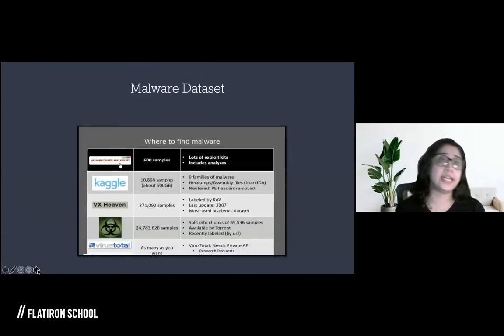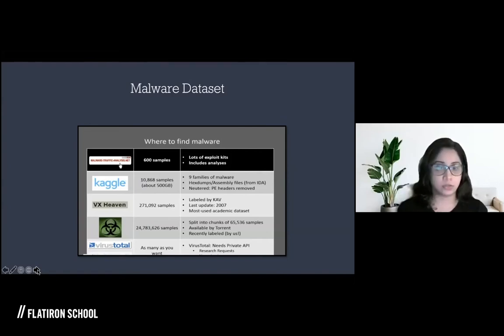Now, how to find data sets? Because every time you are going to utilize a machine learning algorithm, it is somehow going to be related to data sets. Now, in the case of malware, here's a picture which you are seeing on the slide. This picture shows a couple of data sets that can be used for malware analysis. The very first one is malware-traffic-analysis.net. It has close to 600 samples or more.